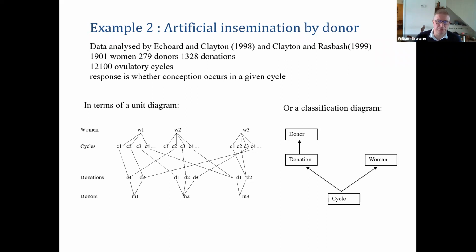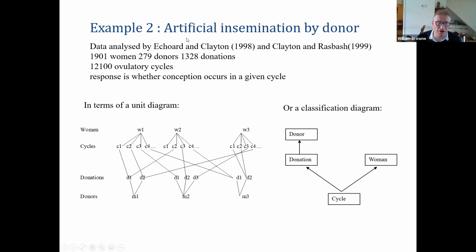So David Clayton used to work at the MRC Biostatistics Unit, and this is a medical example. What we're looking at here is clinics that help women who've had trouble conceiving babies. We have a data set of lots of measures of what we call ovulatory cycles, where a woman will have an attempt to become pregnant in each of these cycles. And so we've got a nested data set here.